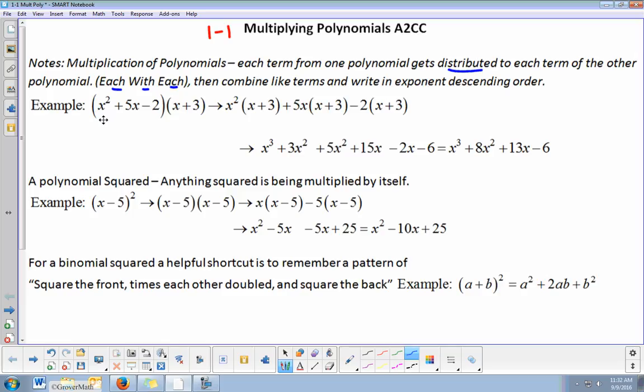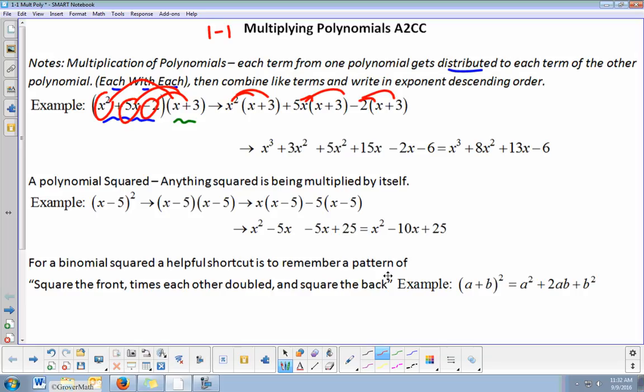So if I want to multiply this trinomial of x squared plus 5x minus 2 times this binomial of x plus 3, the x squared term has to get multiplied by the x plus 3. Each of these things gets multiplied by x plus 3. So x squared gets multiplied by x plus 3. 5x gets multiplied by x plus 3. Negative 2 gets multiplied by x plus 3. And you can think about distribution within each of these.